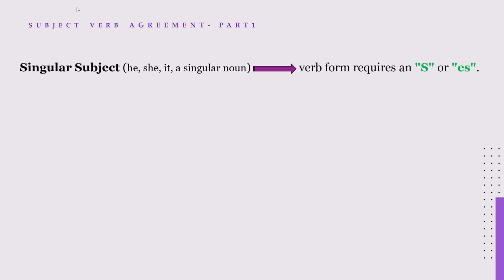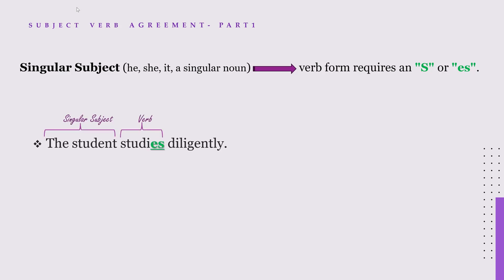However, when the subject is singular, our verb needs to include s or es. The student studies diligently. The cat jumps on the bed.